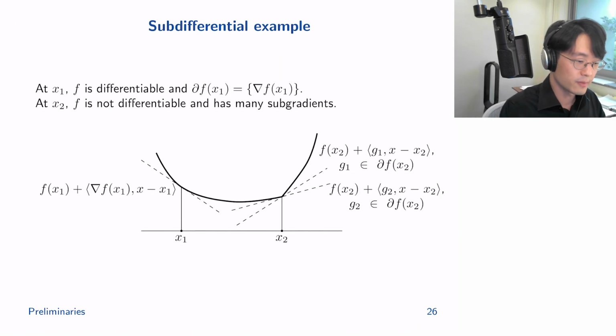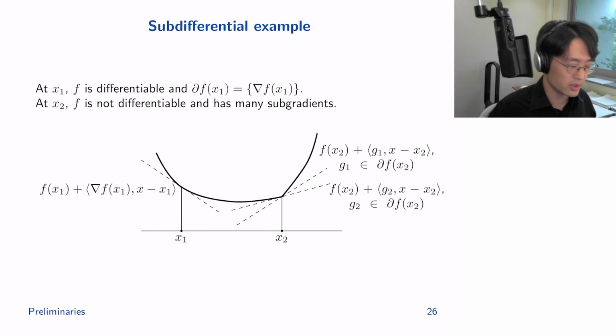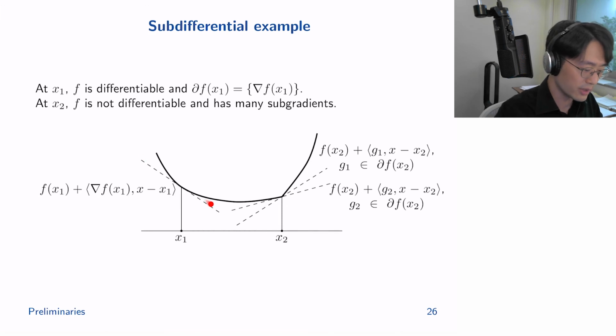Here's another example. Let's first look at the function. The function has this shape, and then it has this pointy part here, and then goes up. As we can see, this function is differentiable everywhere except at point x2. At point x1, if we take the gradient of the function, in this case it's a 1D function, so it's really just the derivative. If we take the gradient and form a first-order Taylor expansion about point x1, we get this dotted line.